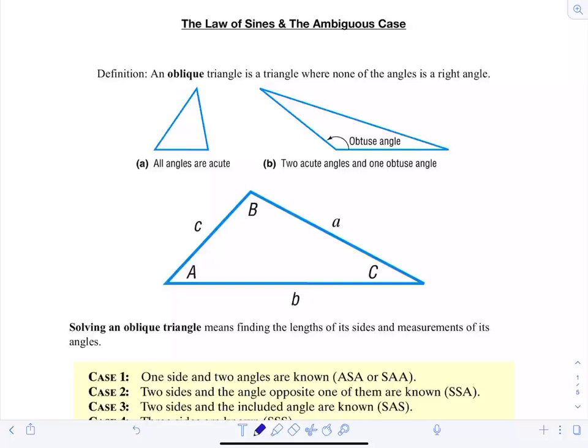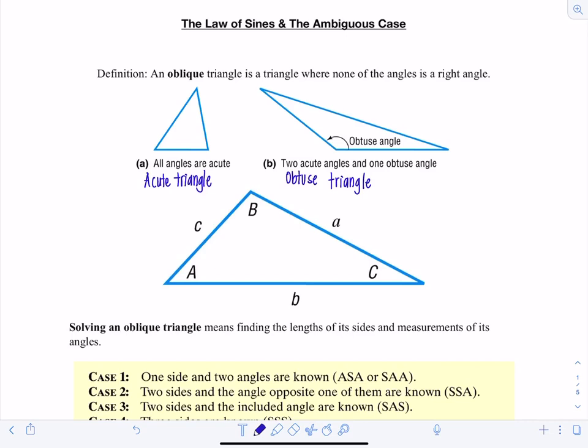The first one is an acute triangle, and that's because all the angles are acute, or they measure less than 90 degrees. The second example, example B, is of an obtuse triangle. That's where the triangle has one obtuse angle, one angle that's greater than 90 degrees, and then the other two would have to be acute. And then the last example here just shows some arbitrary triangle and basically how we label it.